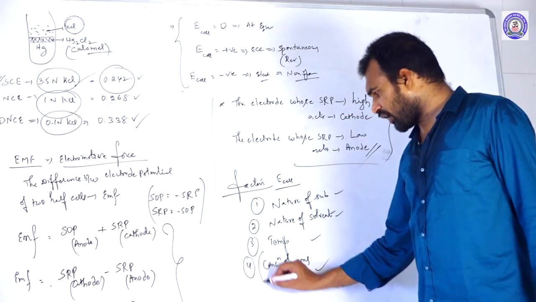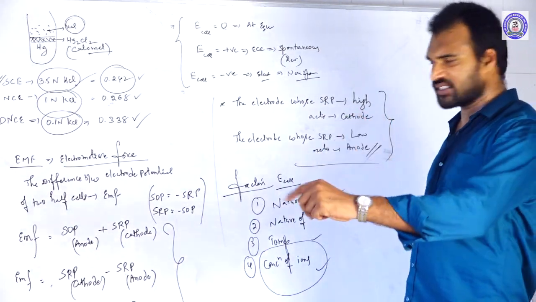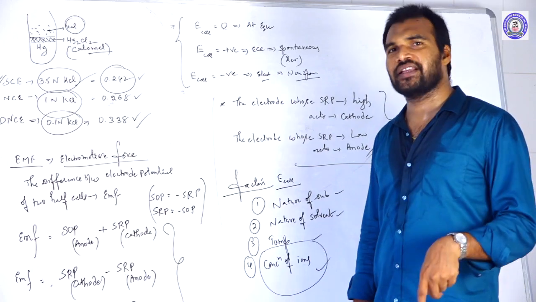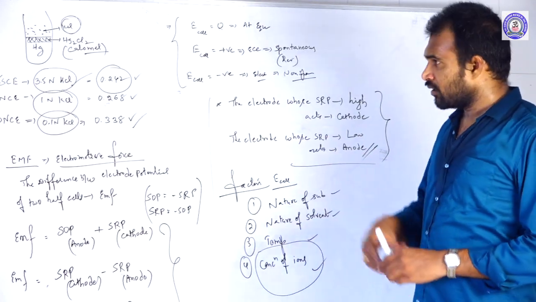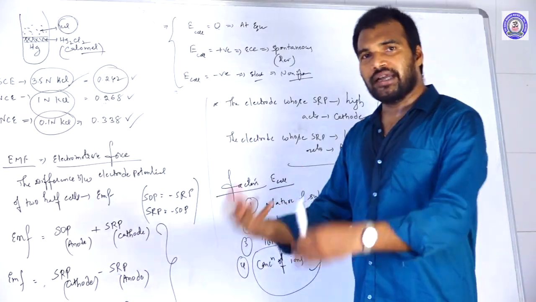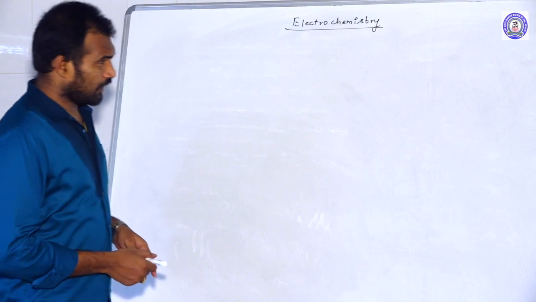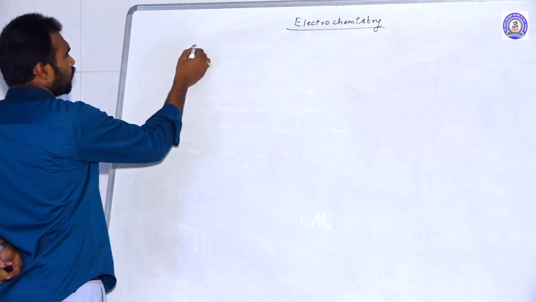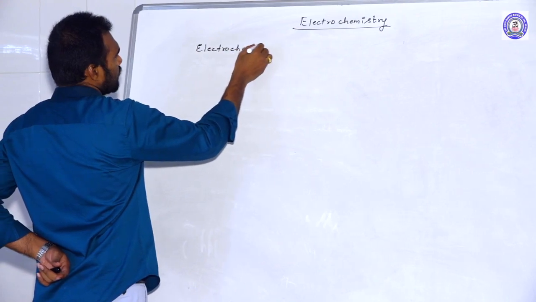And the effect of concentration of the ions, meaning how the EMF of the cell depends on the concentration of the ions, is explained by the Nernst equation. Clear? So in the next part, let us move to the Nernst equation. But before we move to the Nernst equation, let us finish the concept of electrochemical series here itself. Electrochemical series.